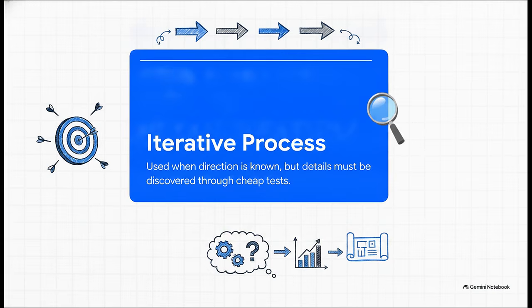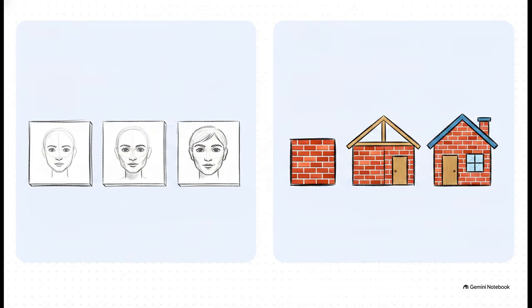You make cheap, quick attempts, you get super fast feedback, and you let real-world data guide the details. Now, we need to make a really clear distinction here between iterative and incremental, because people confuse these all the time. Incremental progress is like building a new neighborhood, house by house. Each piece is totally finished before the next one even begins.